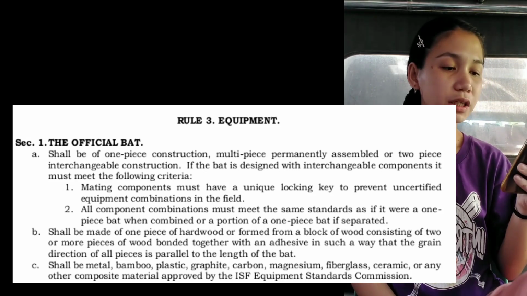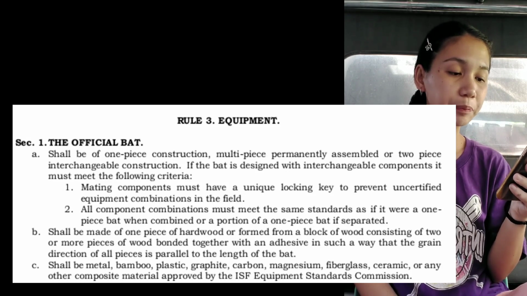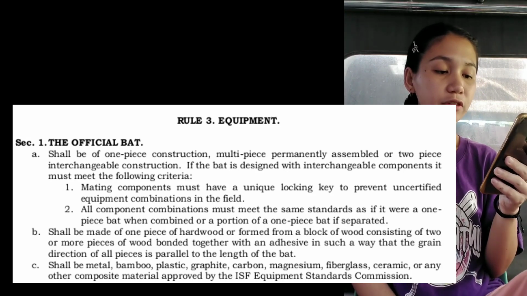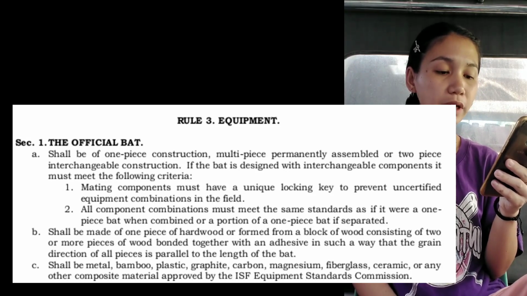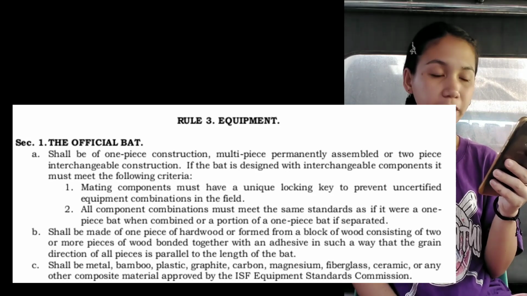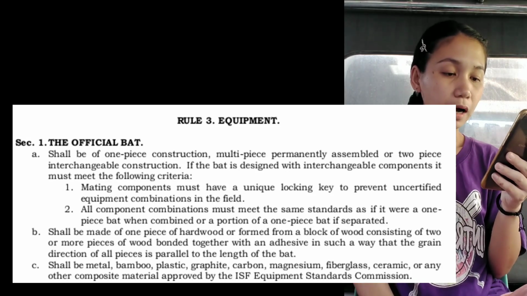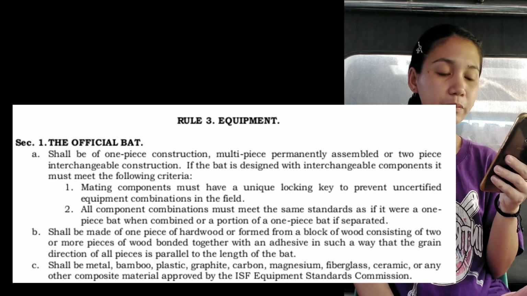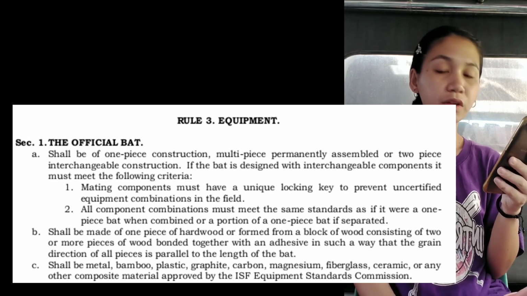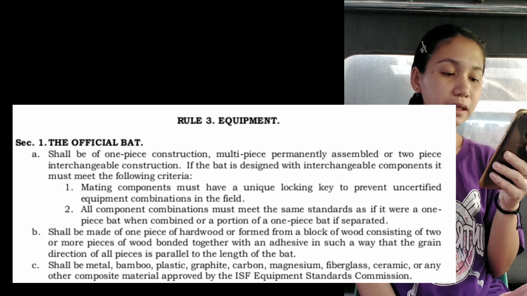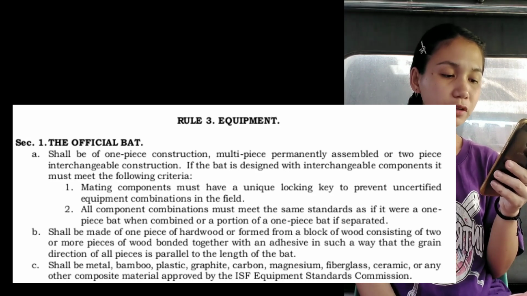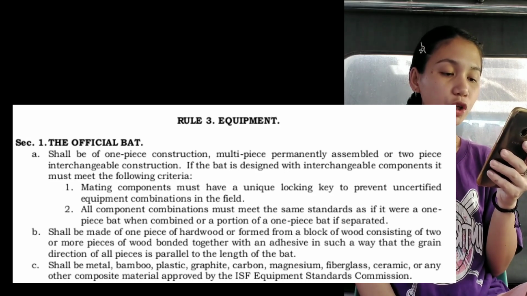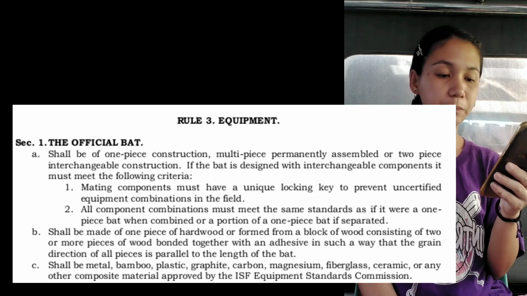The official bat shall be one-piece construction, multi-piece permanently assembled, or two-piece interchangeable construction. If the bat is designed with interchangeable components, it must meet the following criteria. First, mating components must have a unique locking key to prevent uncertified equipment combinations in the field. Second, all component combinations must meet the same standards as if it were one piece, whether combined or a portion of one piece but separated.